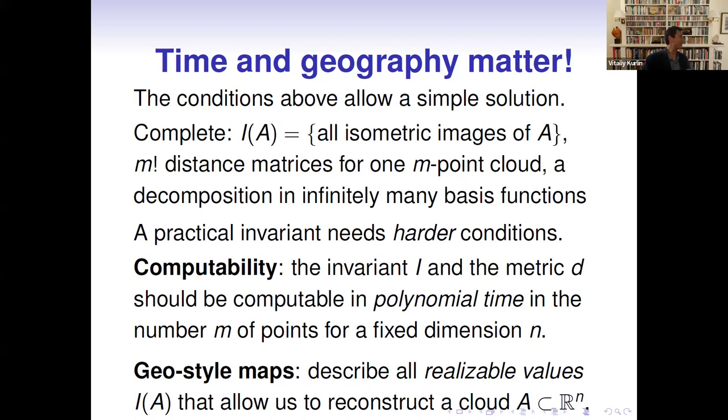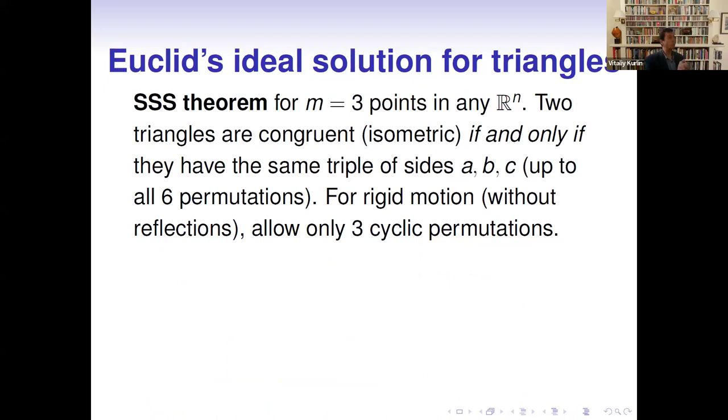It's already more than half of the session, but now let's discuss what has been done recently and not so recently. Hopefully from school, you know one simple solution to this problem for three points. This solution actually works not only in the plane, but in any Euclidean space. The SSS theorem, side-side-side, says the following: two triangles are congruent, or in our language, isometric, if and only if we have the same triple of sides A, B, C, which should be considered up to all permutations if we include mirror reflections. But if we exclude mirror reflections, if only rigid motion, then we should allow only three cyclic permutations. But for simplicity, if you consider isometry, then the problem is fully solved.